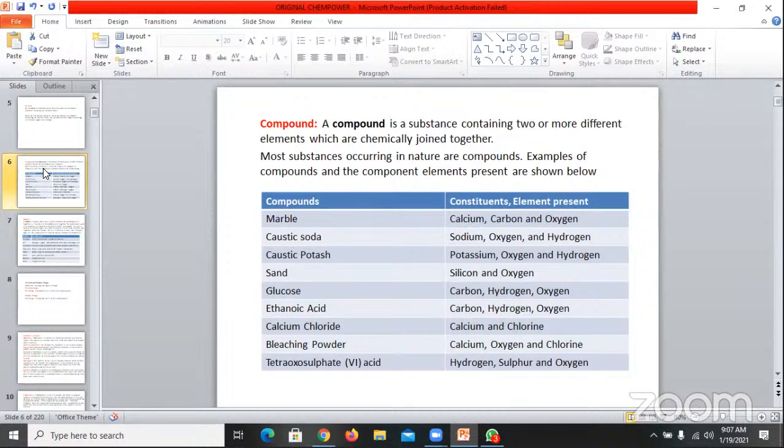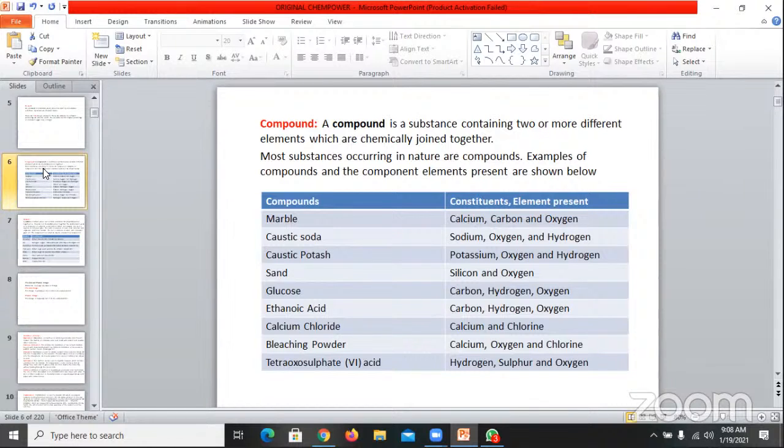Most substances occurring in nature are compounds, and their components are: marble. So the marble that you use for your tiles and other things, they are calcium, carbon, and oxygen. The caustic soda is made up of sodium, oxygen, and hydrogen. The caustic potash is made up of potassium, oxygen, and hydrogen. Sand that you see all over the place, silicon and oxygen. Glucose is made up of carbon, hydrogen, and oxygen. Ethanol that you get from your alcohol is made up of carbon, hydrogen, and oxygen.